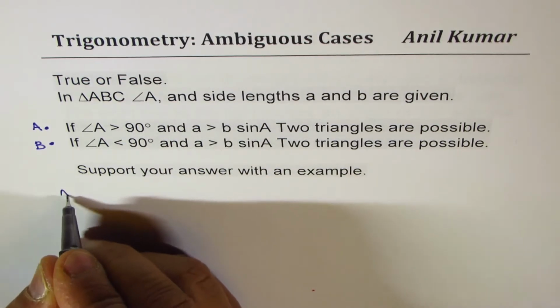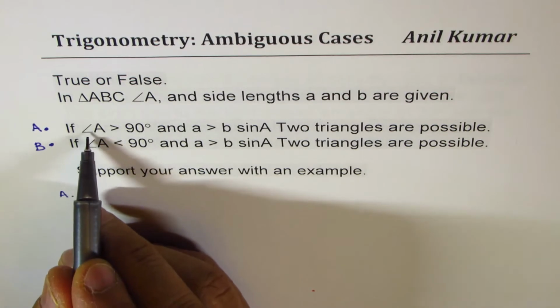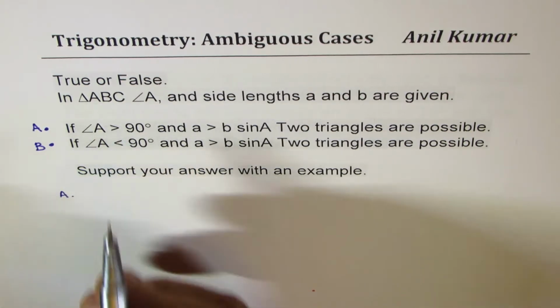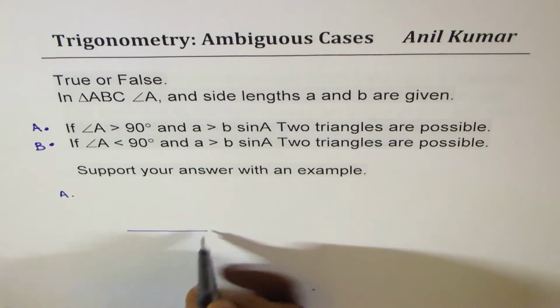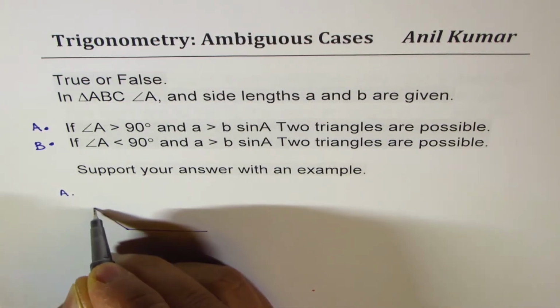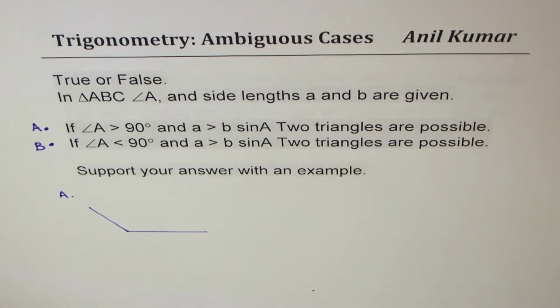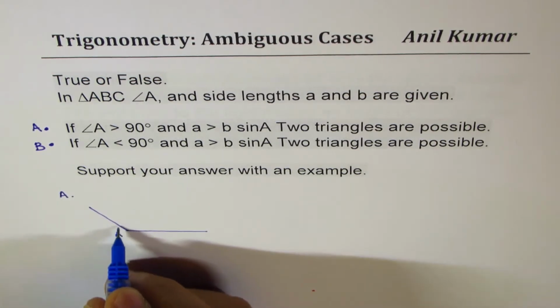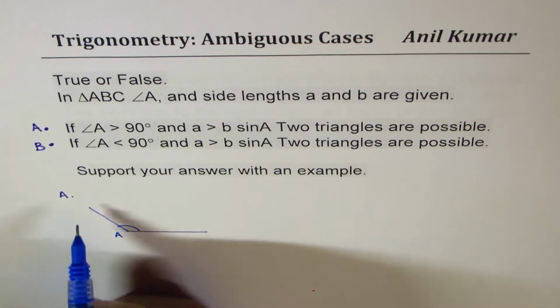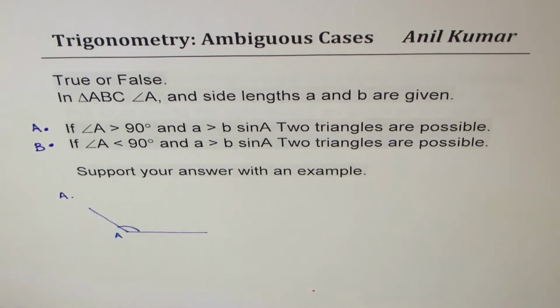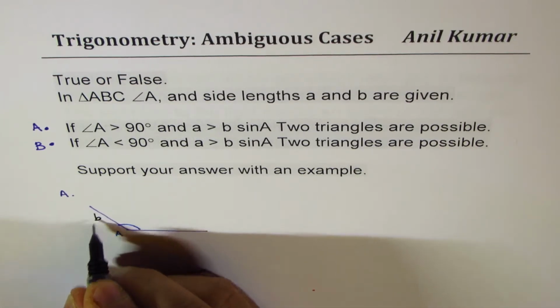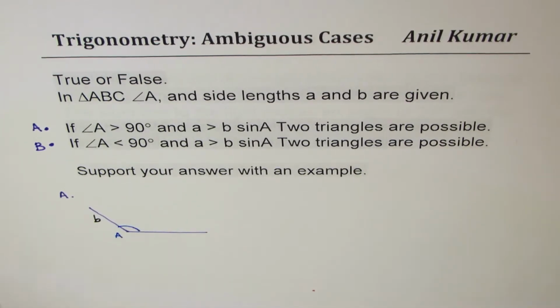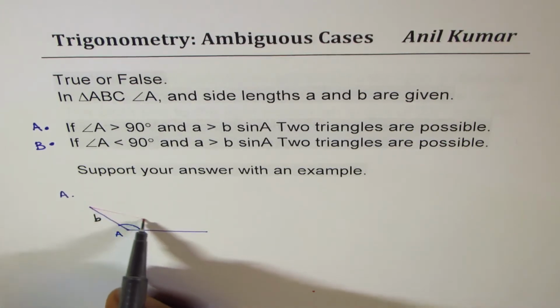So for part A, we are talking about an obtuse angle, when angle A is greater than 90 degrees. So it's kind of like this. Let me just sketch it like this. So that is the obtuse angle. And if this point is point A, where the angle is obtuse, we'll always consider the other side, which is on the left side, as b, and a is the side opposite to angle A. So this is the side, correct?